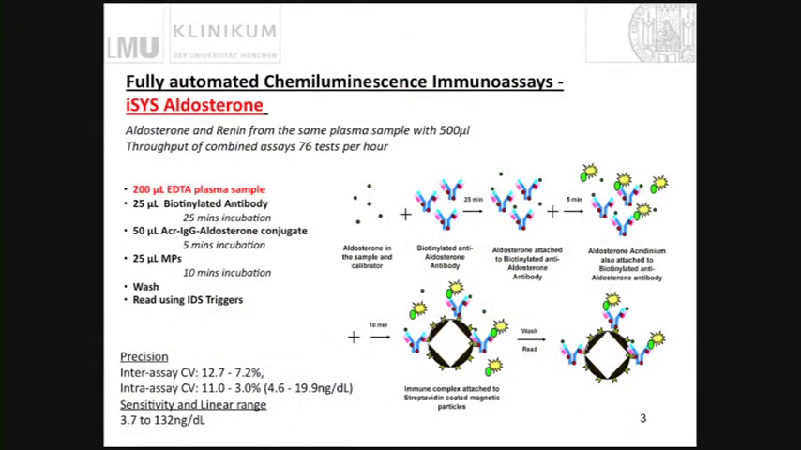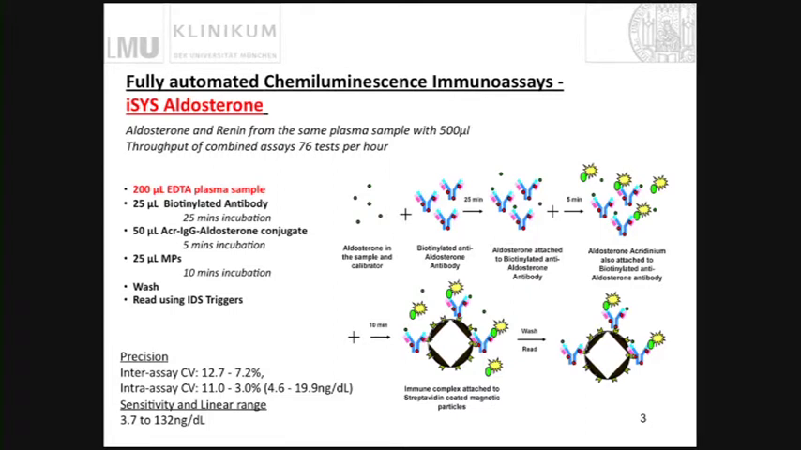So both assays are fully automated on the IDS-iSYS platform. Aldosterone and renin can be measured from the same EDTA plasma sample with a total volume of 500 microliters, and the combined throughput of the two assays is 76 tests per hour. So this is a description of the aldosterone assay.